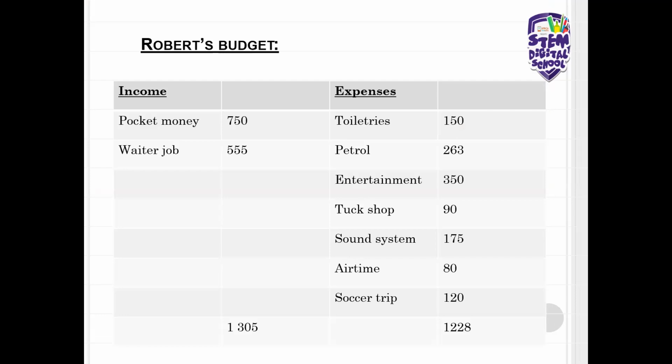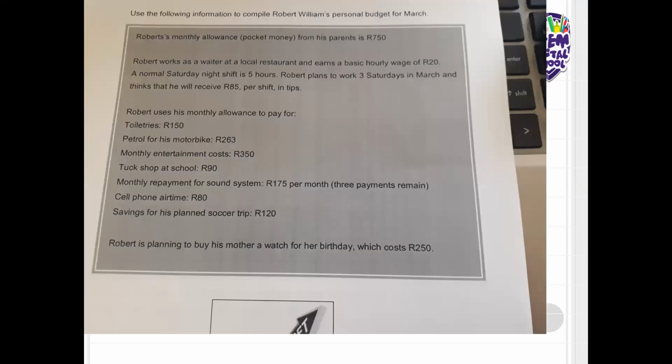Right, getting back to the left-hand side with the income. Okay, so let's see where that information is coming from. Right at the top, it was saying there that he is receiving some pocket money. And then the next paragraph was saying there about his waitering job.